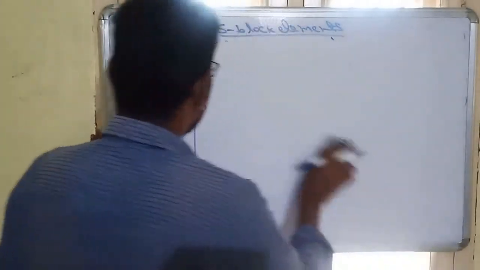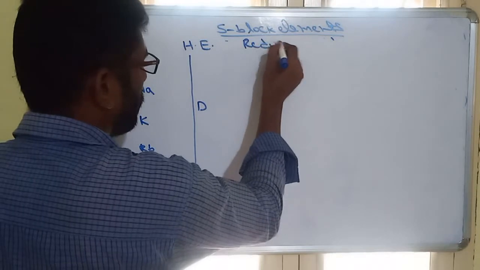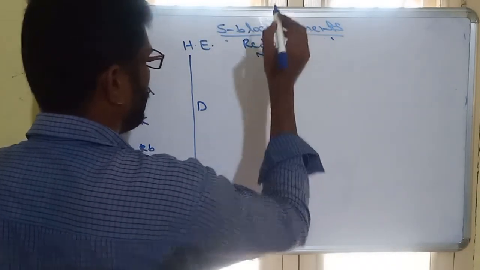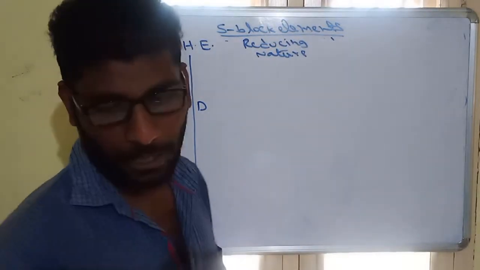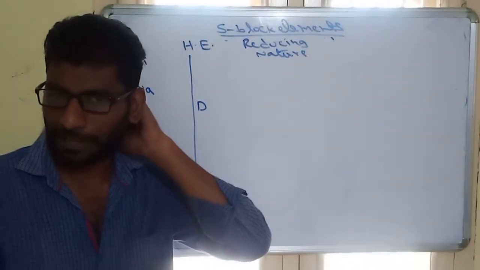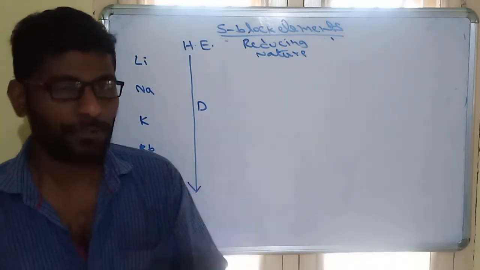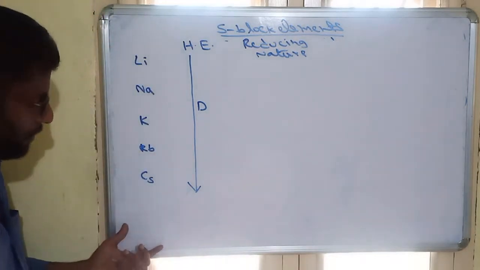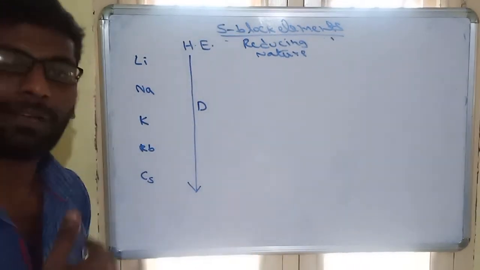Similarly, after hydration enthalpy, another important property is reducing nature or reducing agent. So what is actually reducing nature? It is the tendency of losing electrons. If anything is losing electrons, that is called a reducing agent. An oxidizing agent will gain electrons, a reducing agent will lose electrons. So when we move from top to bottom, definitely cesium will lose electrons more easily. So that means reducing nature increases from top to bottom.